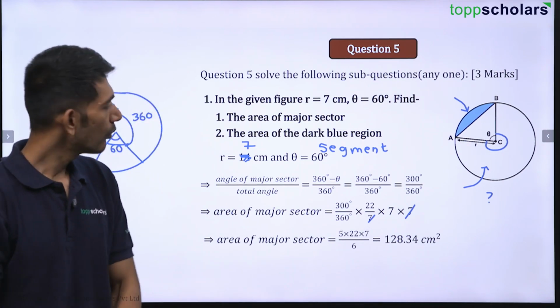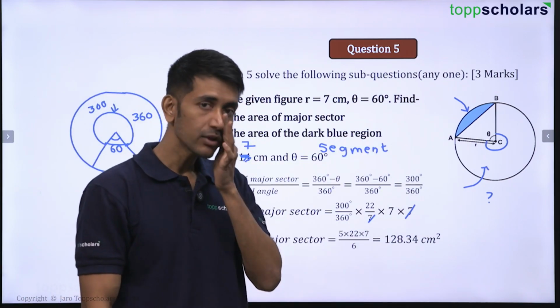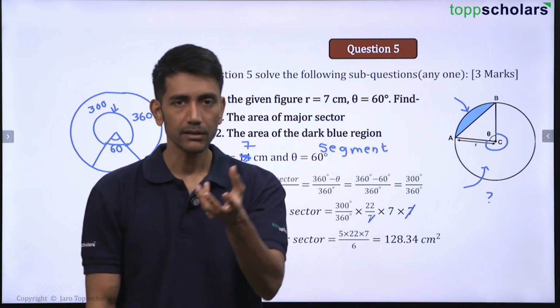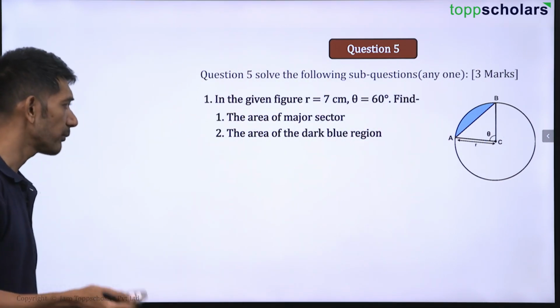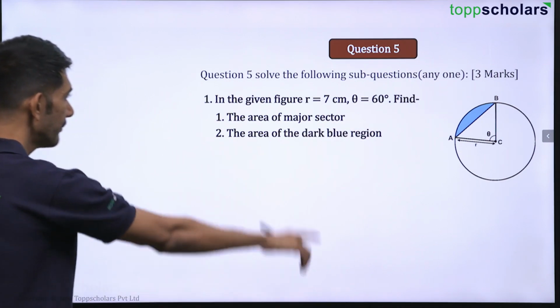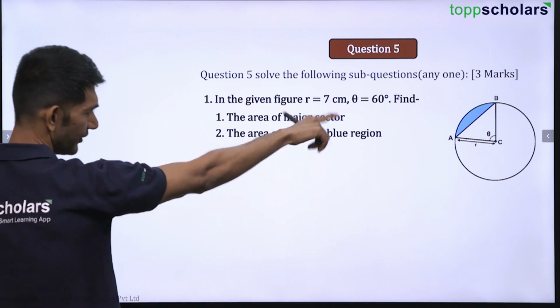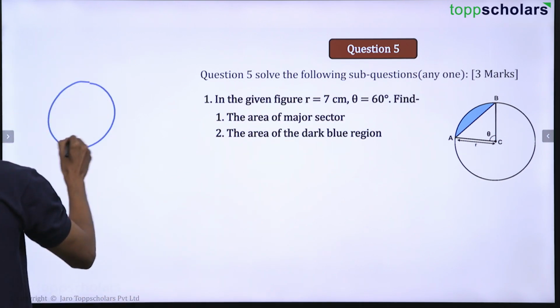What is the second way? What you do is you find out the area of the entire circle, then you find out the area of the minor sector and then subtract. If you are comfortable doing that, you can do that. No problem. Okay. Now we are supposed to find out the area of the shaded region, which is the dark blue region, and we know that that is called the segment of the circle.